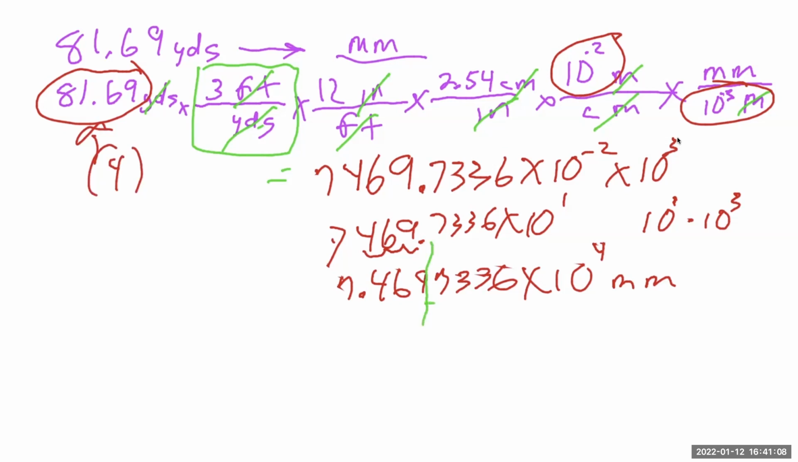Okay, so the next number is greater than 5. So that 9 rounds up to a 10. So this becomes 7.470. 69 went to 70 times 10 to the 4th millimeters. And that would be the correct answer. Right, because the next digit is bigger, so this rounds that 9 up to 10. That added 10 made the 9 a 0 and made the 6 a 7.